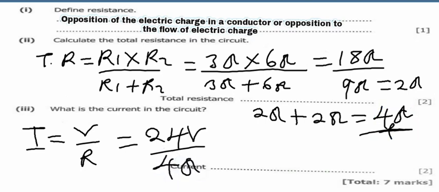4 ohms into 24 volts. The answer is just going to be 6 amps. Current is measured in amps. So the final answer here is 6 amps.